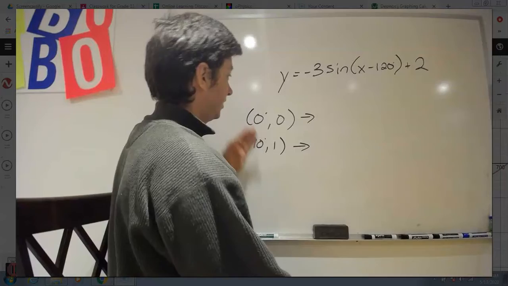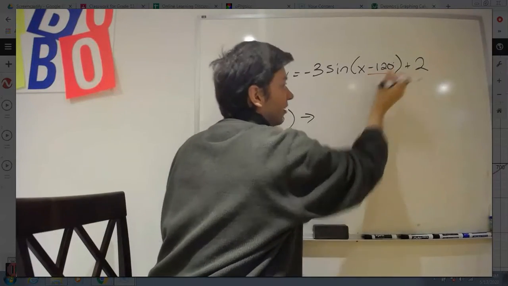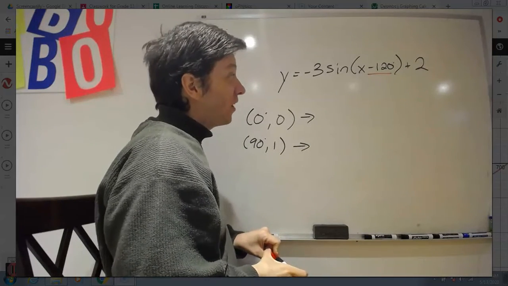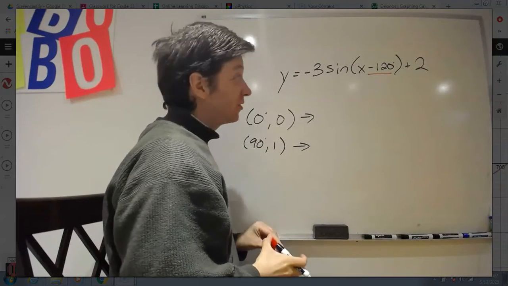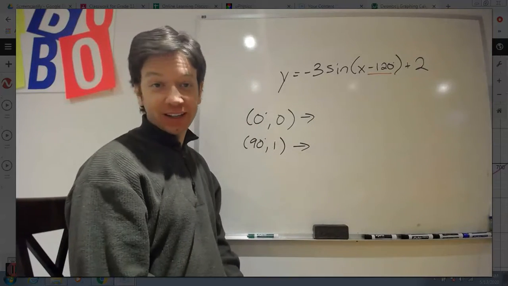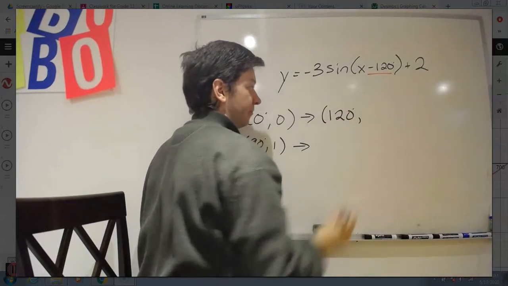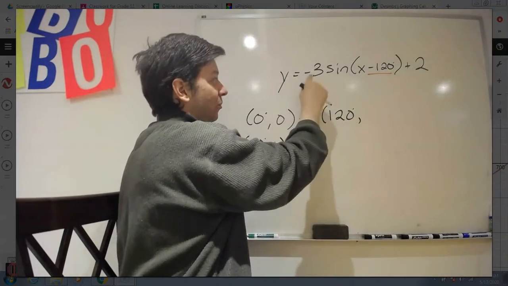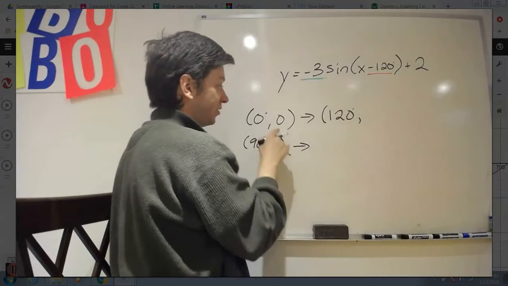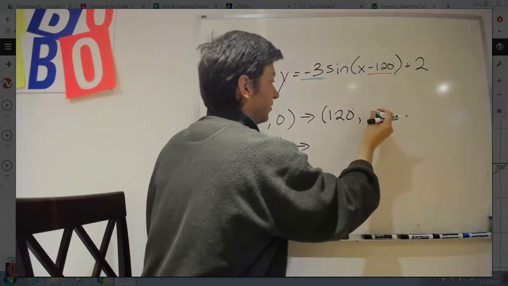All right, so first we need to look at the x-coordinate. And that causes a phase shift in the x-coordinate. Now C is a positive value, remember the opposite sign, so C is actually 120. So what we're going to do is add 120 here. So 0 plus 120 is 120. Okay, and then we're going to take this negative 3 and multiply it by our y-coordinate. So 0 times negative 3 is just 0.